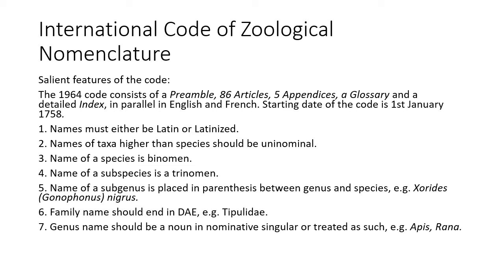Genus name should be a noun in nominative singular or treated as such. So I don't understand what that means. I'm just going to cram it. If anybody knows it, please comment, or if I understand it, I'll comment later. So the genus name should be a noun in nominative singular or treated as such. So I guess what it means is that you cannot have ranas. Probably, I don't know what the exact is.